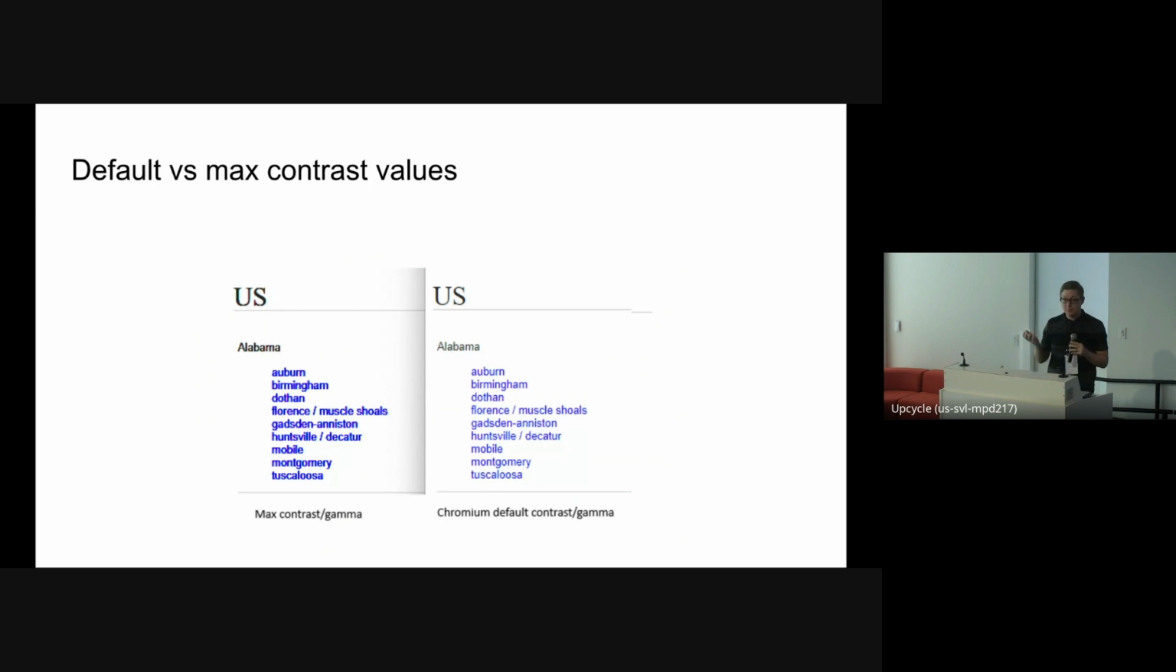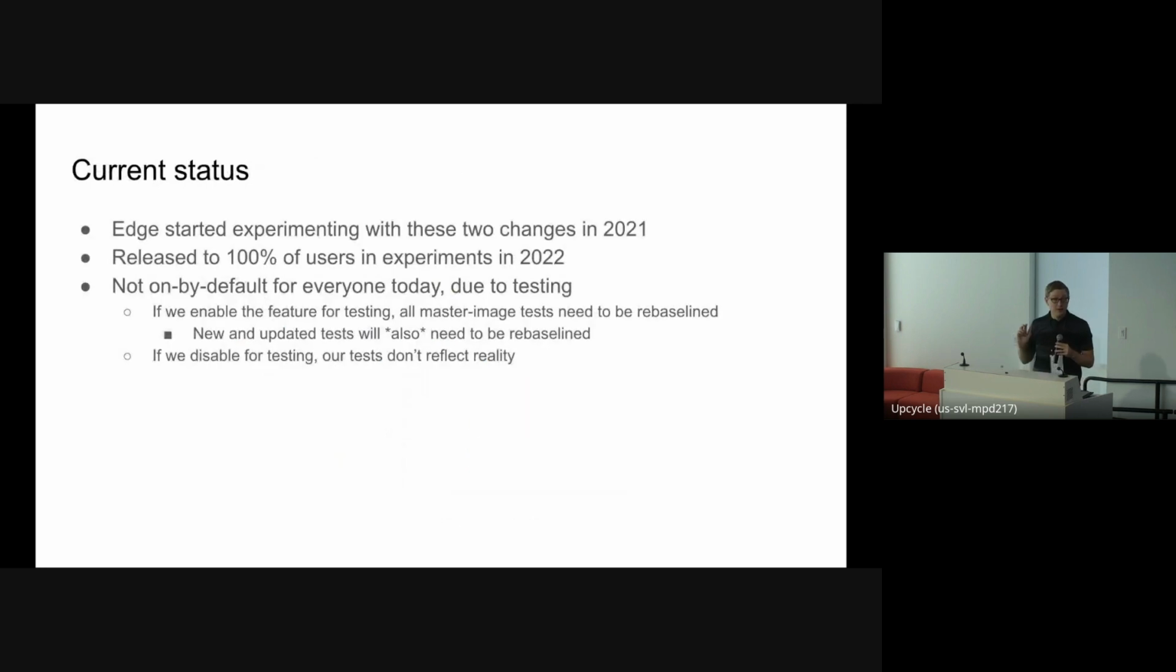This is what the contrast and gamma values look like. On the right, I have what it is today in Chromium. On the left, it's just maxed out. It kind of looks terrible, but I just wanted to demonstrate how flexible these are that are really not being applied today at all.